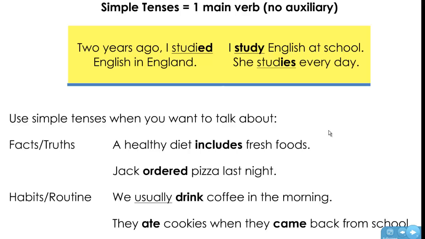The context where you're going to use the simple present tense is if you want to talk about facts, truths, or about habits, routine. Like a healthy diet includes fresh foods. That's a fact. So that's why we're going to use that verb tense. Or in the past, Jack ordered pizza last night. Habits, we usually drink coffee in the morning. That shows habits. And they ate cookies when they came back from school.